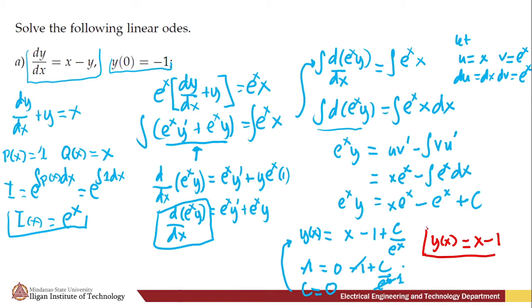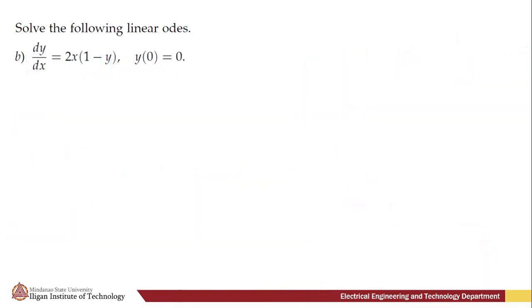So this is the solution for the differential equation dy over dx equals x minus y with the initial condition of y of 0 equals negative 1. So we have another example here, dy over dx equals 2x times the quantity 1 minus y with the initial condition of y of 0 equals 0.